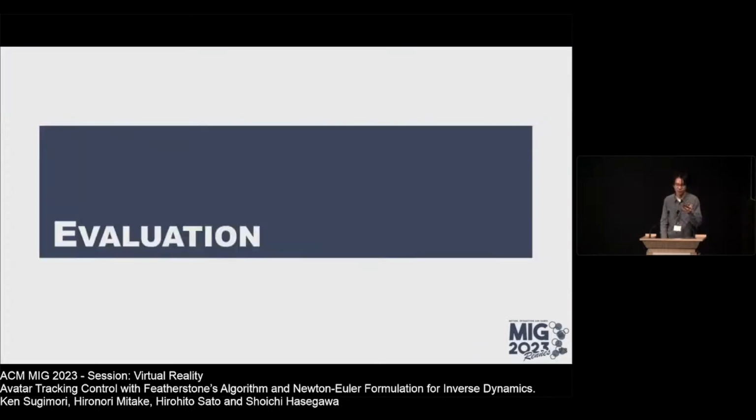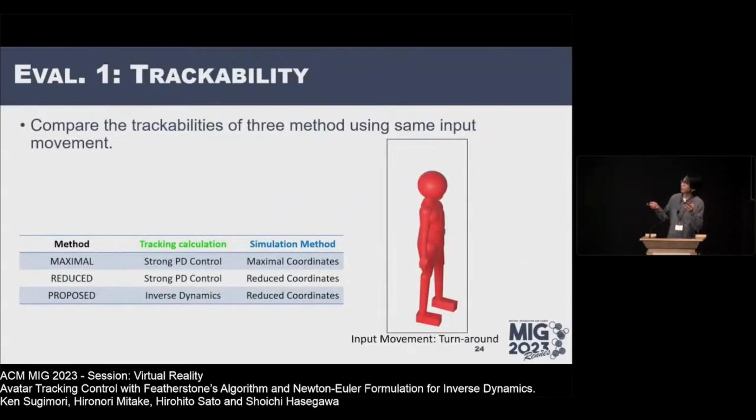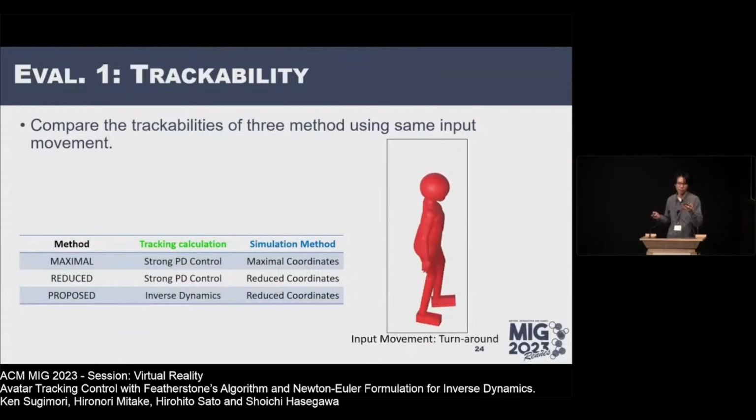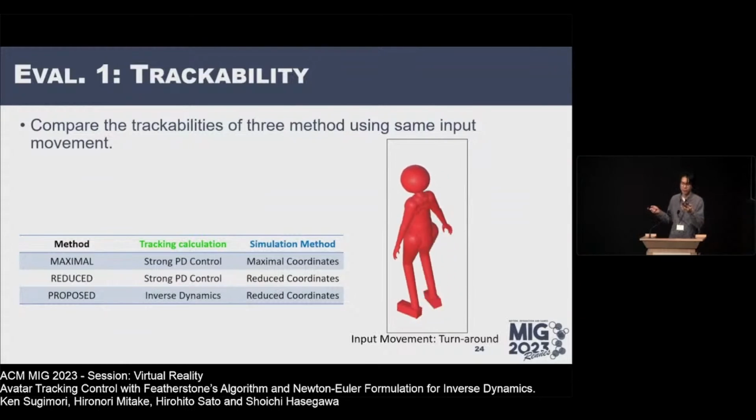Next is evaluation. We made 2 evaluations. The first evaluation is trackability evaluation. We will compare the trackability of 3 methods using the same input motion. The input motion is right below. Turnaround movement. In turnaround, there is a tendency for tracking delay because the whole body moves a lot. And turnaround is a common movement in current avatar applications.